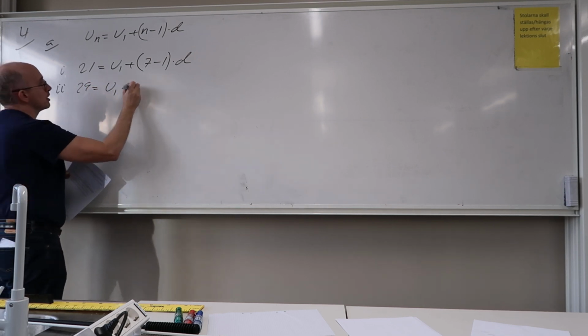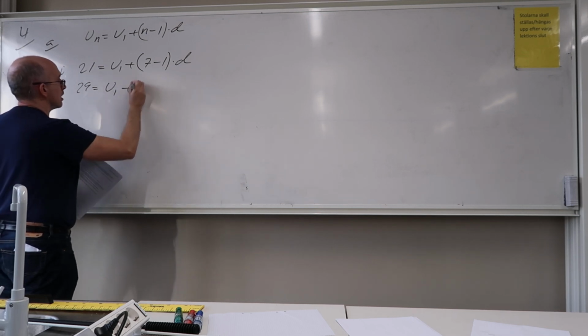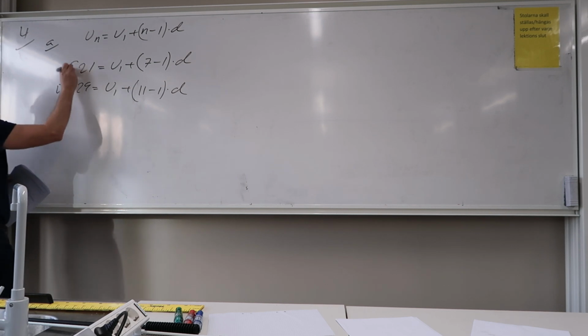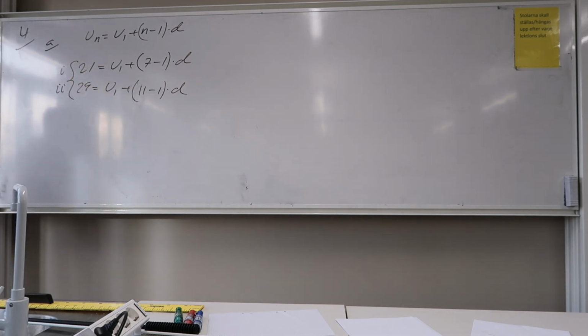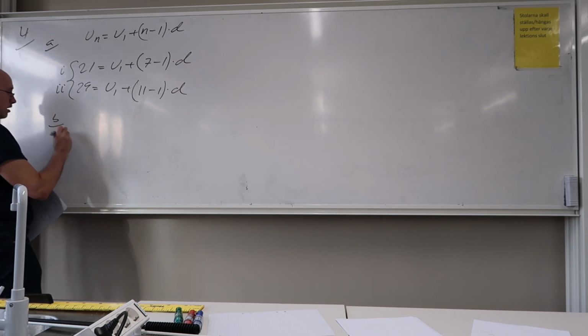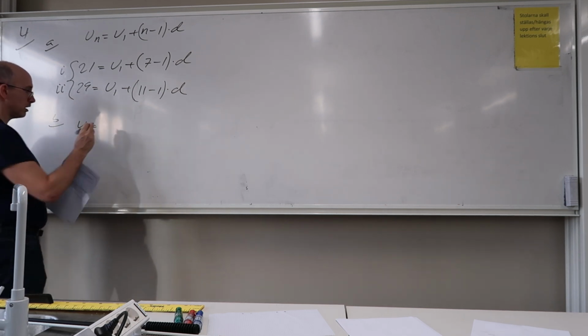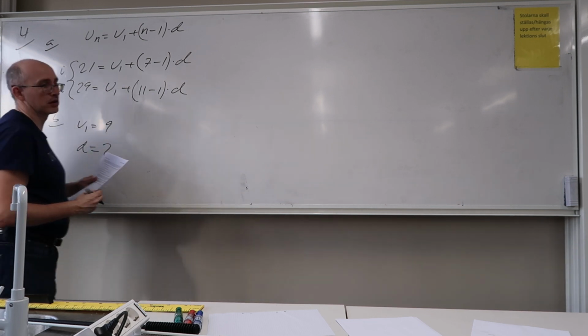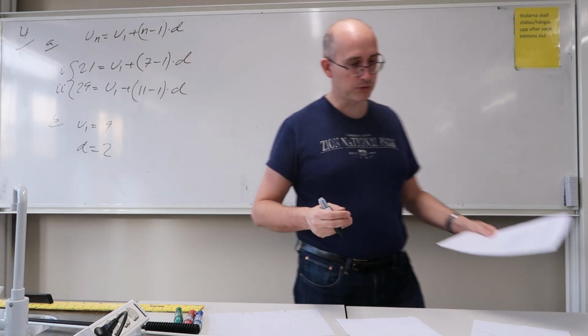So u1 plus 11 minus 1 times the difference. That's the second equation. It's an equation system. Either solve it quickly if you're good at that, or use the calculator, but get u1 to be 9 and the difference to be 2. Okay? 2 more points.